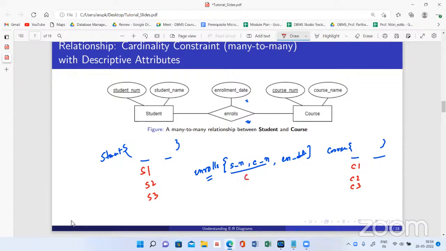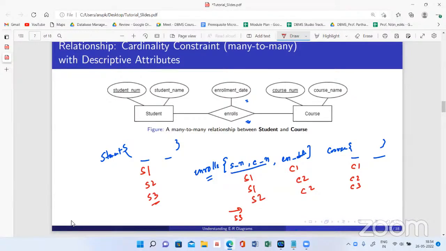Understand the problem. Say S1 is taking C1, S1 is also taking C2, and I'm assuming S2 is also taking C2. Now S3 is not taking anything. Is it required to put S3 in this table? There is no need at all.